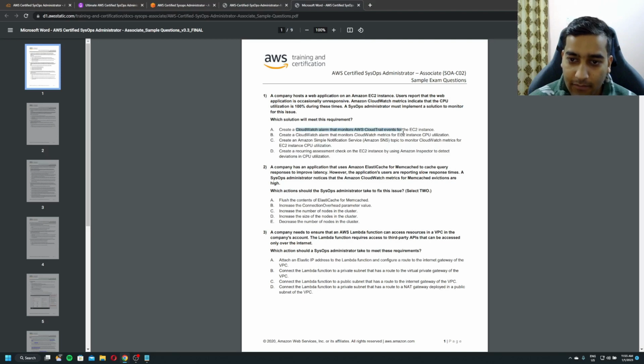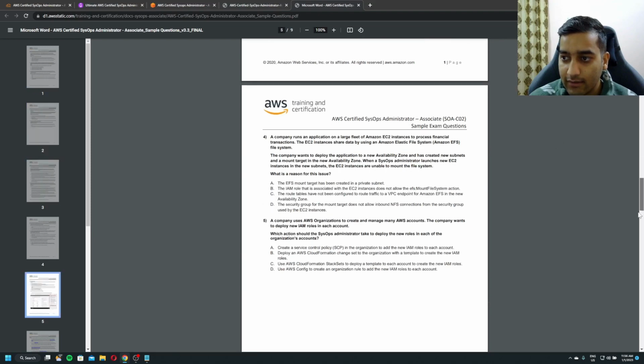So, create a CloudWatch alarm that monitors AWS CloudTrail events. Or a CloudWatch alarm that monitors metrics for EC2 instance CPU utilization. Or we can implement an SNS topic to monitor CloudWatch metrics for EC2 instance utilization, and create a recurring assessment check on the EC2 instance by using Inspector. See how many services are covered in just one question, and you will get most of the questions like this. EC2 is covered here, CloudWatch is covered here, CloudTrail is covered here, SNS is covered here, Inspector is covered here. So you can see, you need to get a very good grasp on the practical uses of all these services just to get this one question right.